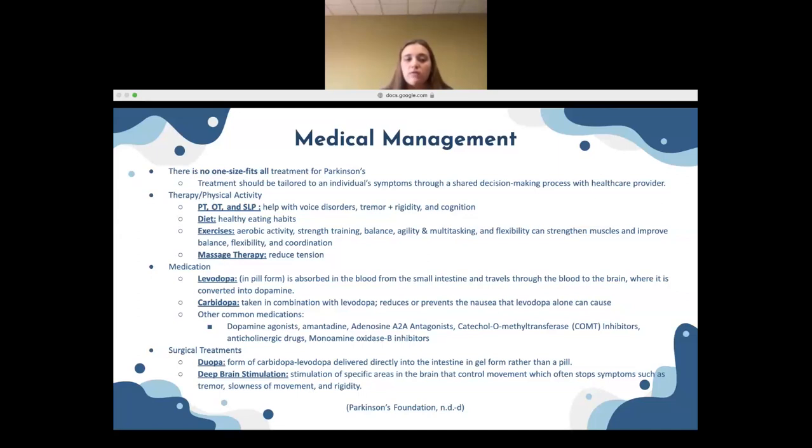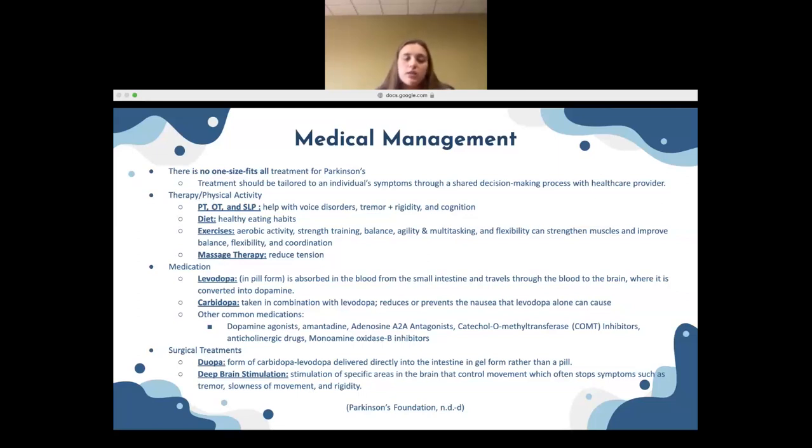So individuals often take levodopa, which is a pill that is absorbed in the blood from the small intestine and travels through the blood to the brain, where it is converted into dopamine. And then they also take carbidopa along with levodopa, which often reduces the nausea that levodopa can cause.